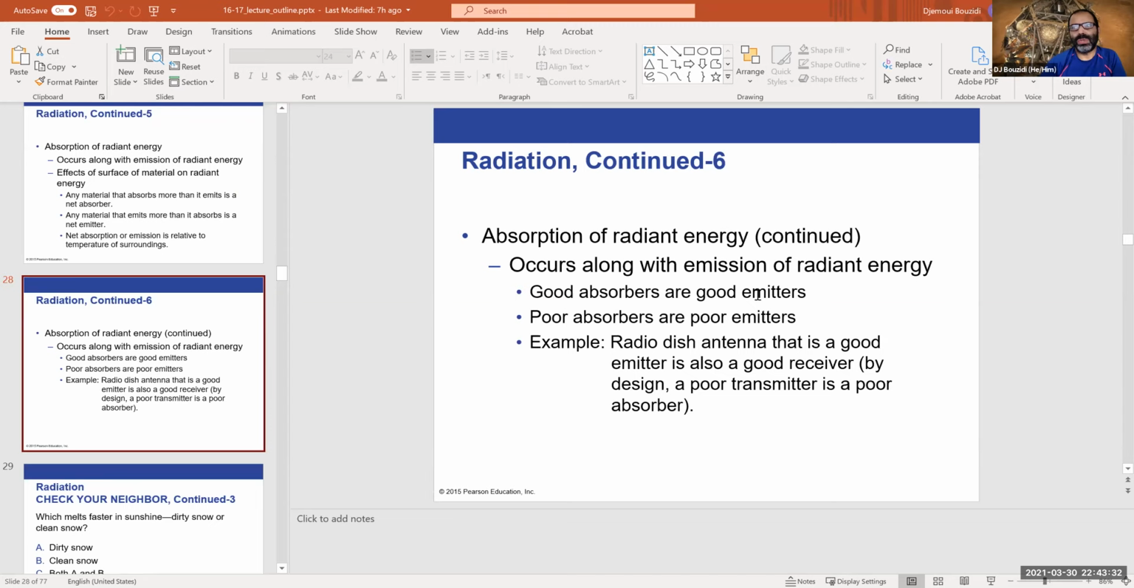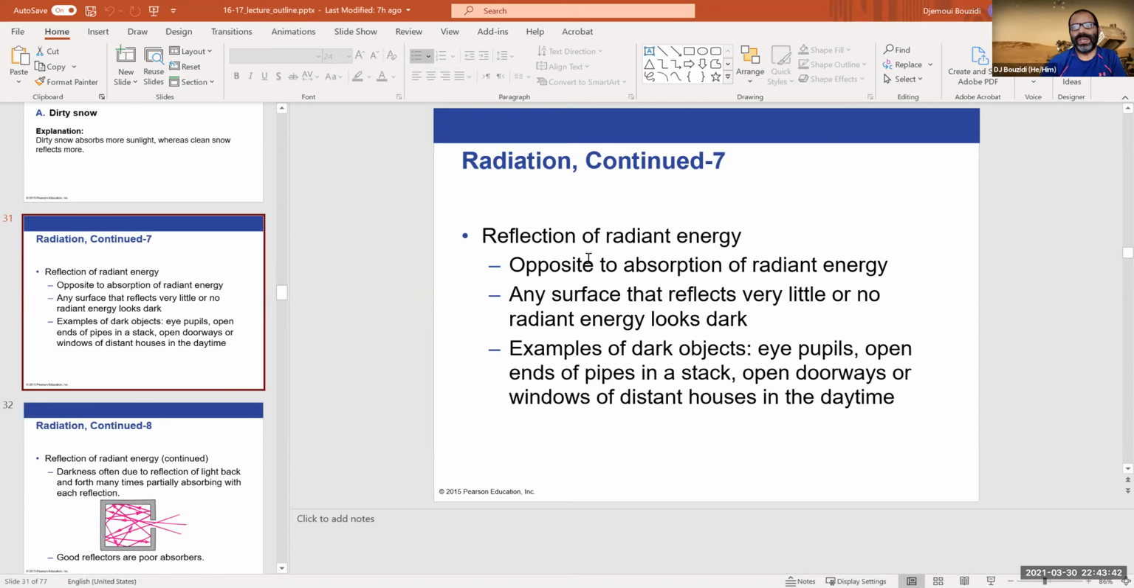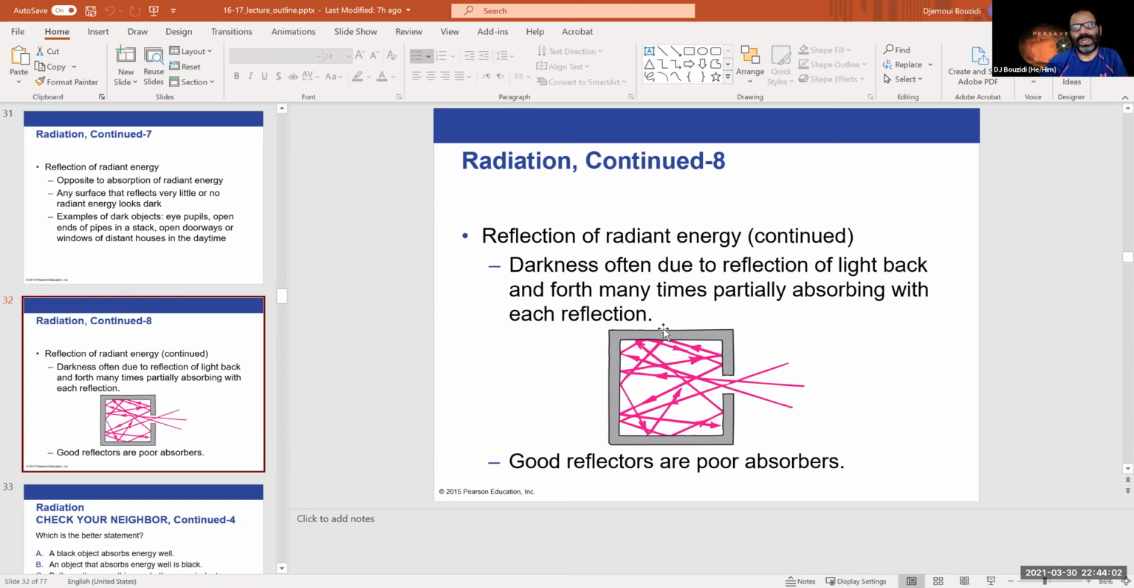Good absorbers are also good emitters. Poor absorbers are also poor emitters. This is all leading to a concept which is reflection of radiation, the opposite of absorption. So here is the deal. Radiation hits the material. Part of it is reflected, and the other part is absorbed. The sum of the two is the incoming radiation. That is basically, in a nutshell, what it is. Here we have a good example of that, which is a model called the black body. This model was to help us understand what's going on with stars, for example, objects that emit radiation like stars and things like that.